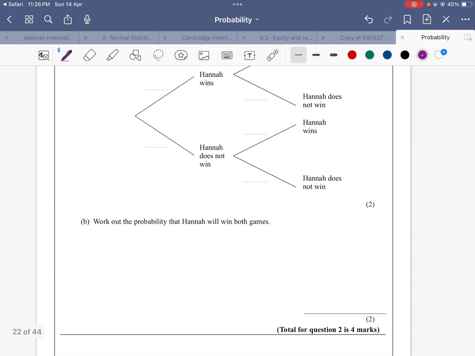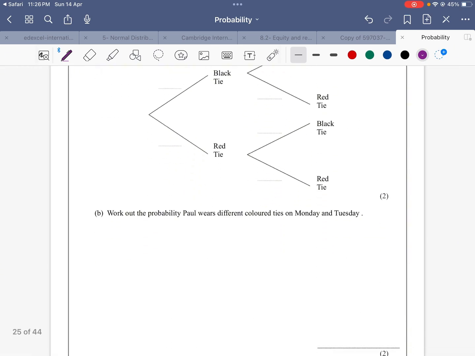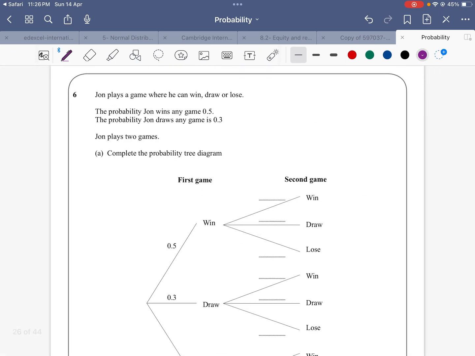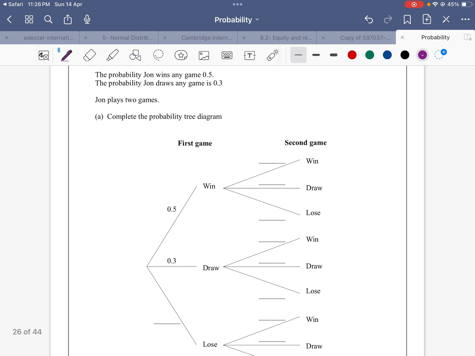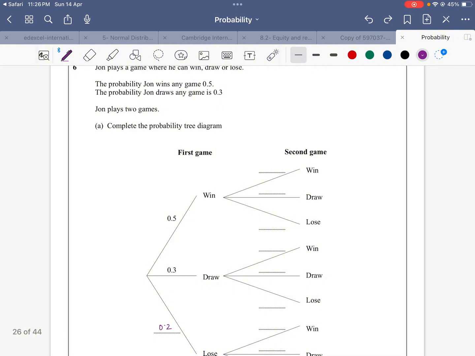Let's see if we have any coin questions from the tree diagram. Okay. John plays a game where he can win, draw or lose. Probability John wins a game is 0.5. Probability that the game is drawn is 0.3. The probability of lose is 0.2 because all of them should add up to 1. So this will be 0.2. Complete the probability diagram.